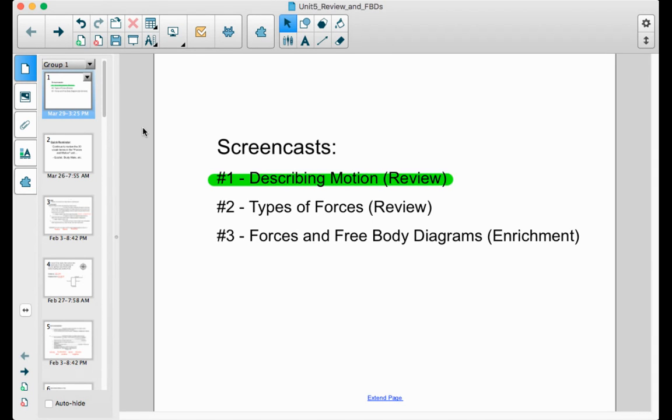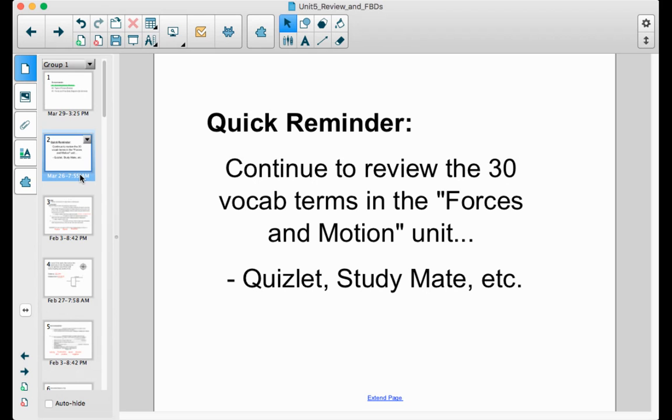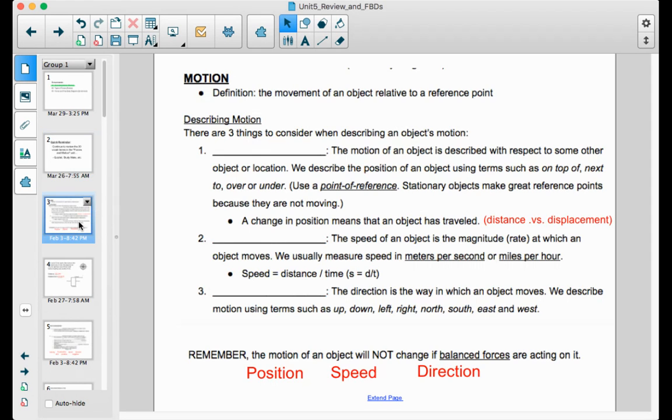Just as a quick reminder, continue to review those vocab terms. There are 30. You can use all kinds of different methods, Quizlet, StudyMate, any other sources that your teachers are providing you with. So let's get into the review.